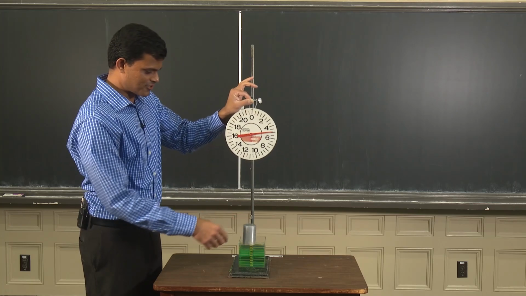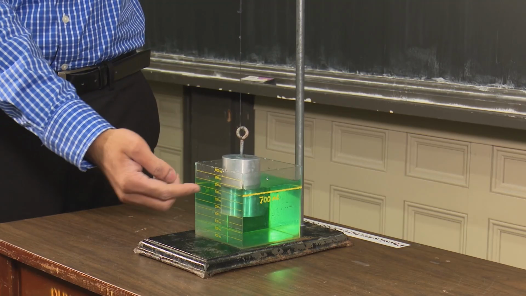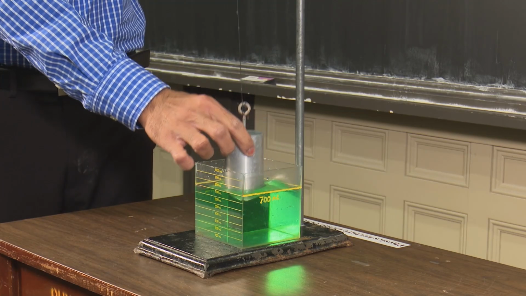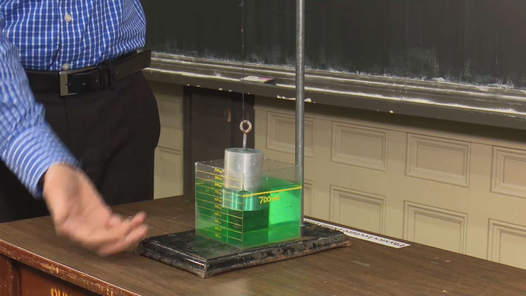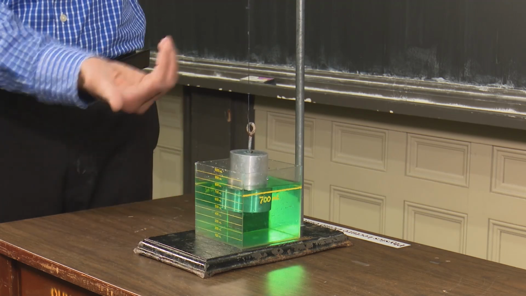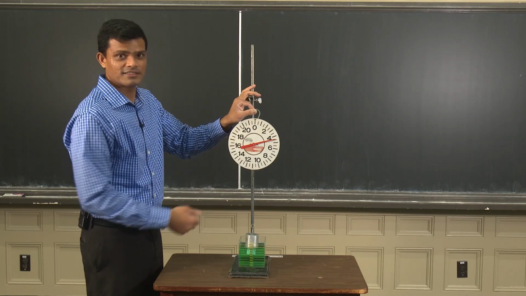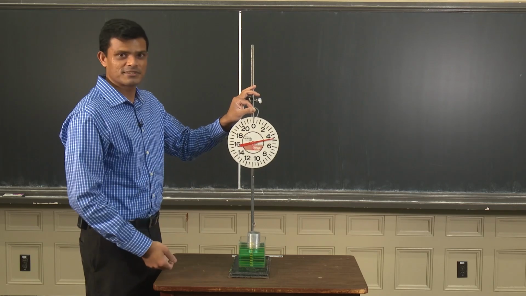So as you submerge something, the volume will change as a result of putting that object in, but then the fluid itself is also pushing up on the object. That's the buoyancy force. So this is Archimedes' principle.